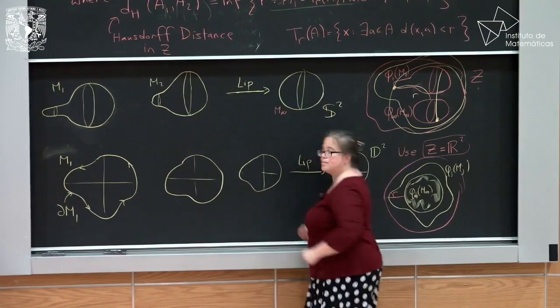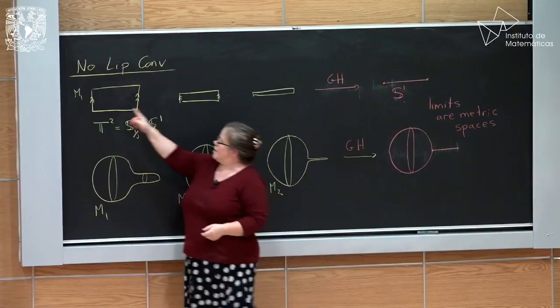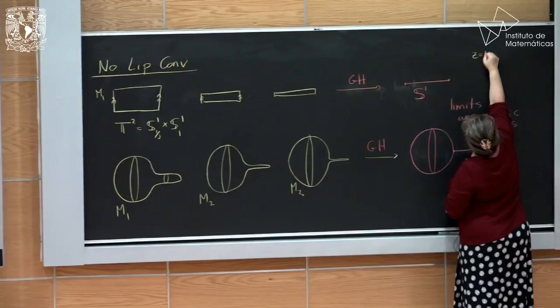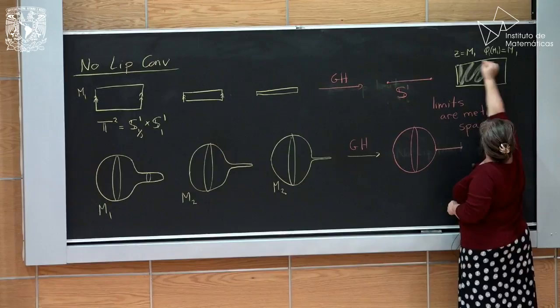For these, the common Z that we would use would be to put this guy inside M1 himself. So for this one, we could use Z equal M1. So phi 1, M1 is just himself. Okay? So that's my Z.